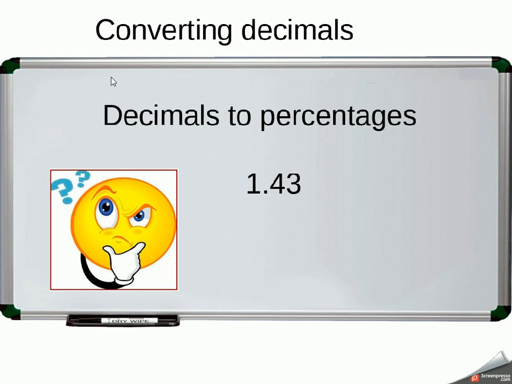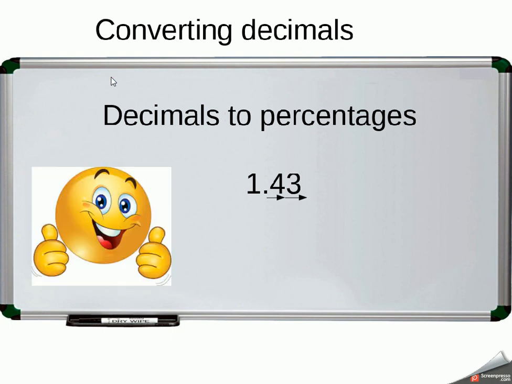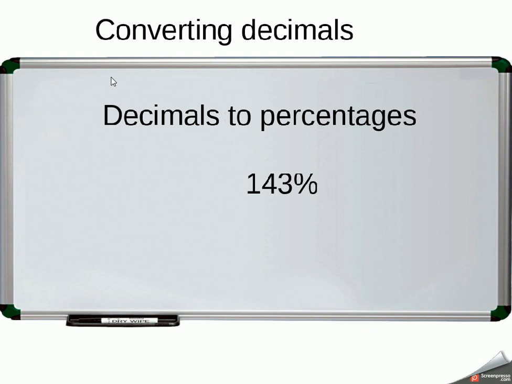A couple of things that do catch people out. In this case, we got 1.43, and people assume because 100% means everything, a whole of something, that a percentage shouldn't be over 100. But you have to follow the rules that you've been taught. So the decimal point will move 2 to the right, so it becomes 143%. And you might be surprised, but you can actually have over 100%. That will be done in other videos.